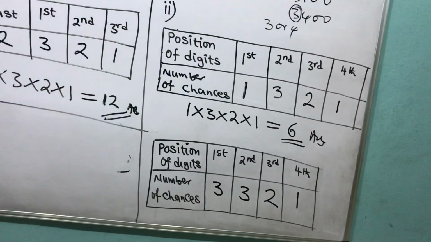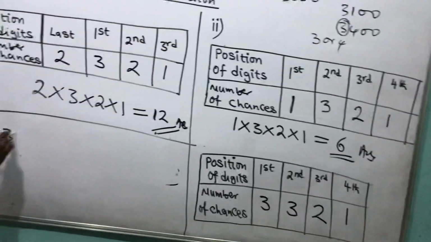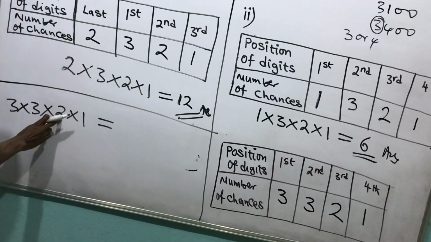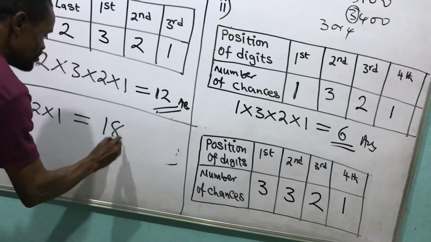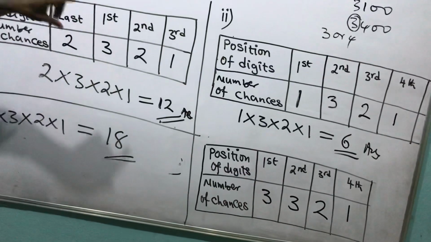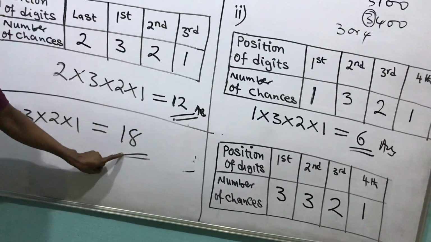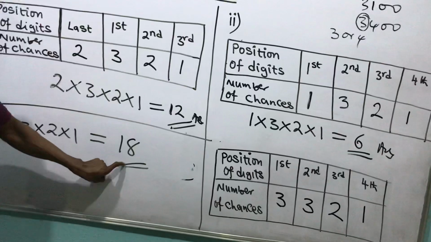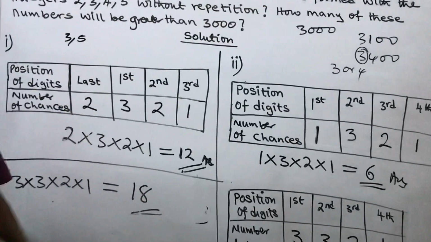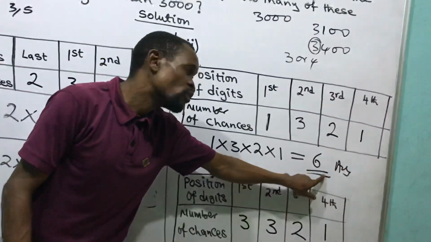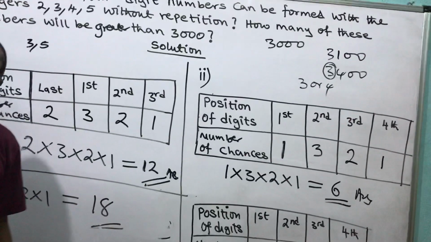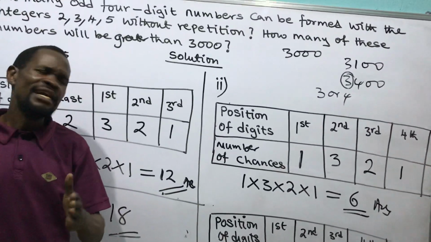My answer becomes 3 times 3 times 2 times 1. And that will give me 3 times 3, 9, times 2, 18. So the number of ways I can form a number greater than 3,000 is 18. An 18-digit number will form a number that is greater than 3,000. Then for less than, it will be 6. And for the first question, 12. So this is what I have for you today in clarification.